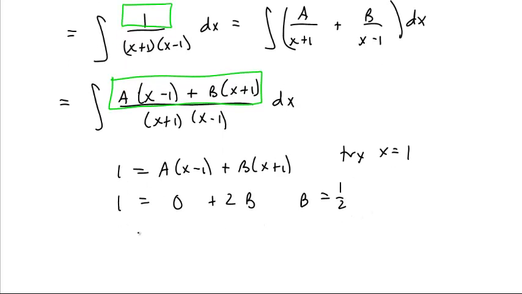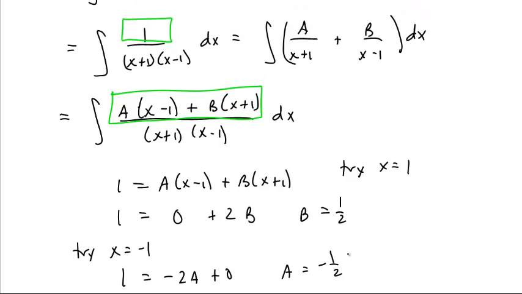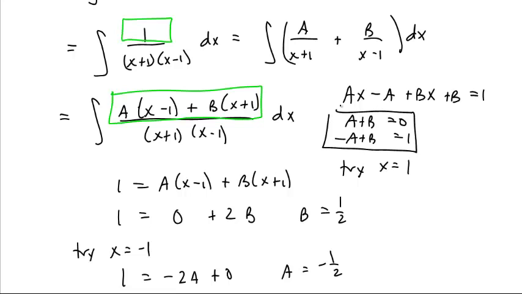And if you try x equals negative 1, you end up getting 1 equals negative 2a plus 0. So a is negative 1/2. Or you could multiply it out and you'd say ax minus a plus bx plus b equals 1. And so you say the coefficients of the x's, the a plus the b has to be 0, and the constants, the minus a plus the b has to be 1, and you can do this with simultaneous equations. But in any case, a is negative 1/2, b is 1/2.